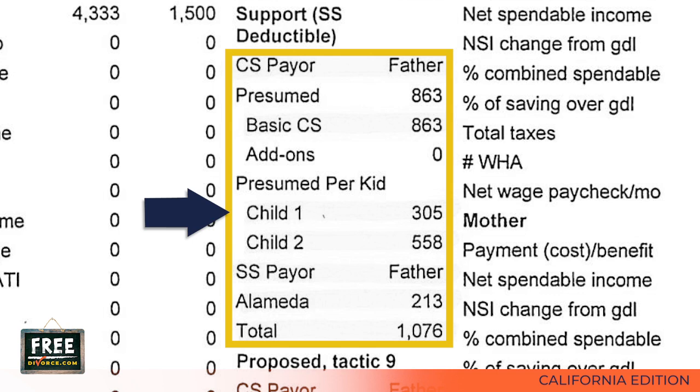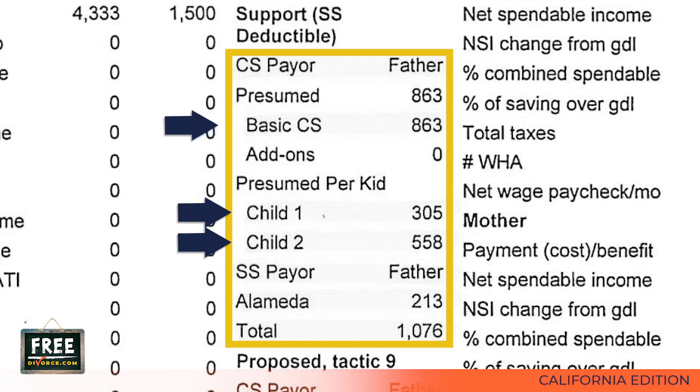Looking at our sample Dissomaster printout, you will see that the child support is allocated $305 to child number 1, which is the oldest child, and $558 to child number 2, which is the youngest child. Again, we have highlighted these numbers. These two numbers add up to the $863 total child support. You want the child support allocated in this fashion, not split equally between the children.